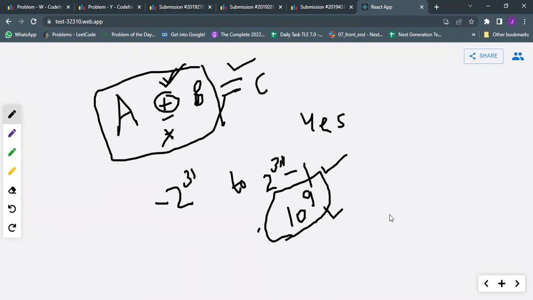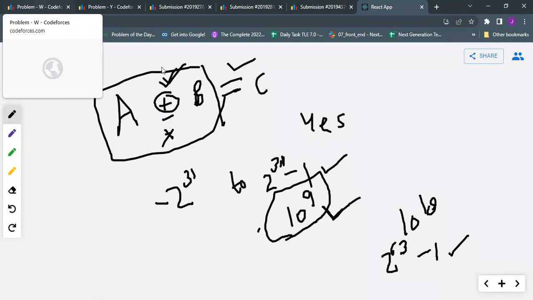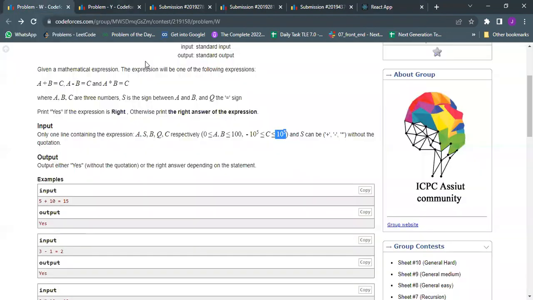Otherwise you can use long if your value is going greater than 10 to the power 9. The range of long is around 10 to the power 18, which is 2 to the power 63 minus 1. So it's clear, right? Yes, thanks. Okay, so we can move to the next problem.